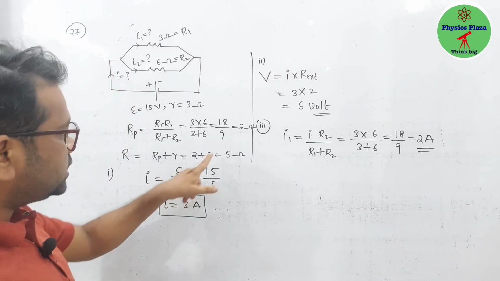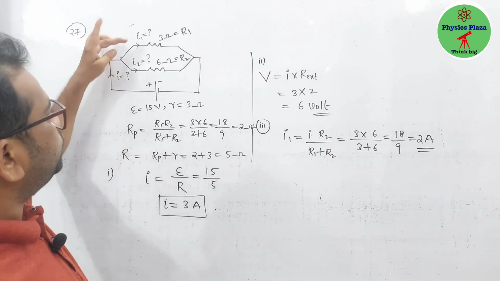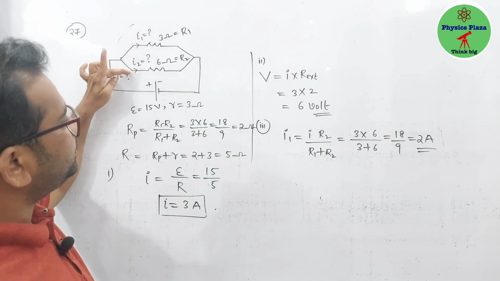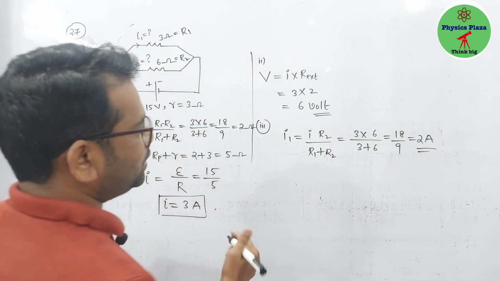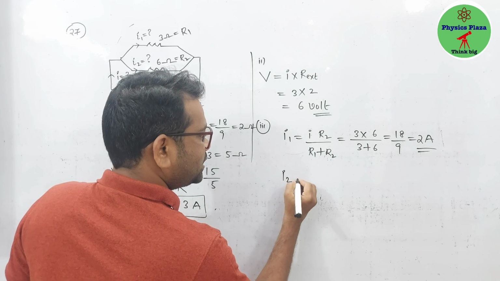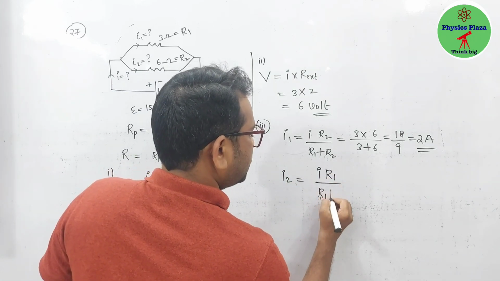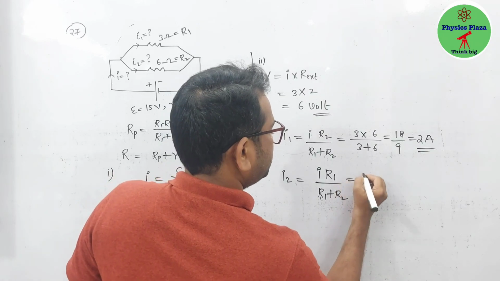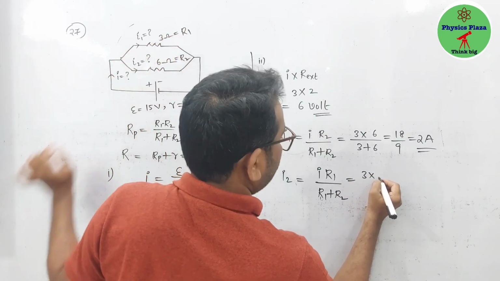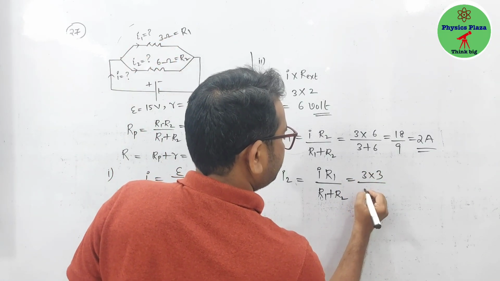Why? The total current is 3 ampere, right? So 2 ampere is going in this, so 1 ampere will go through this. Not believing? Come on, let us check here. So here I2 is equal to I into R1 by R1 plus R2. So this is 3 into R1 which is 3 by 6 plus 3.